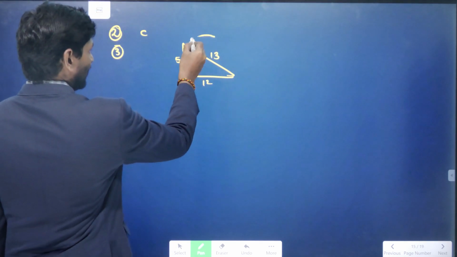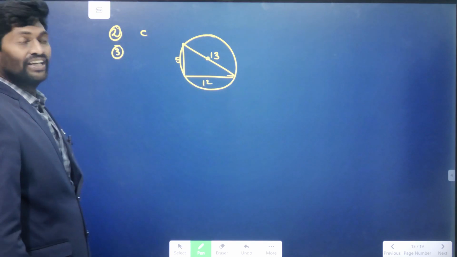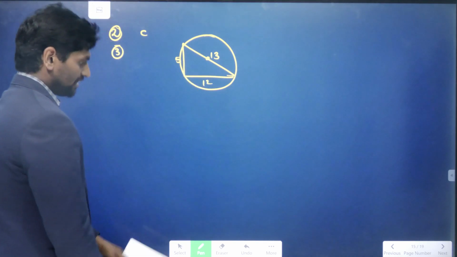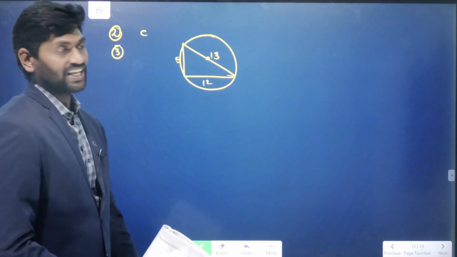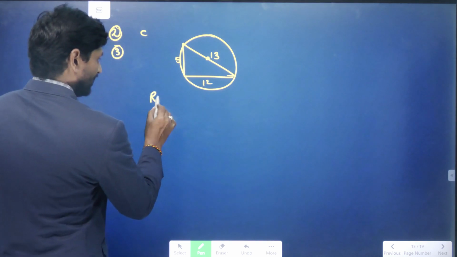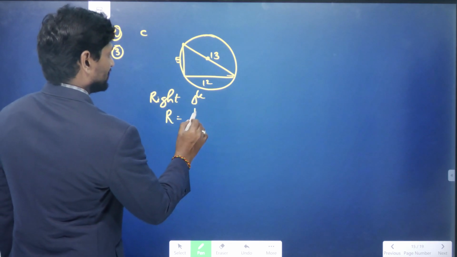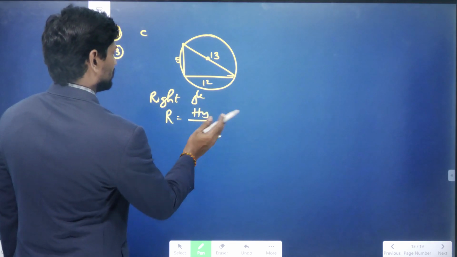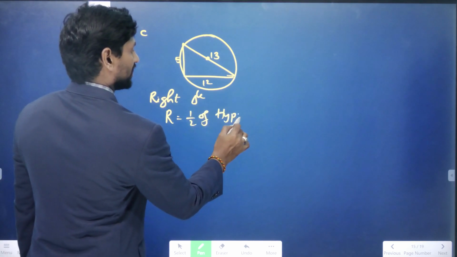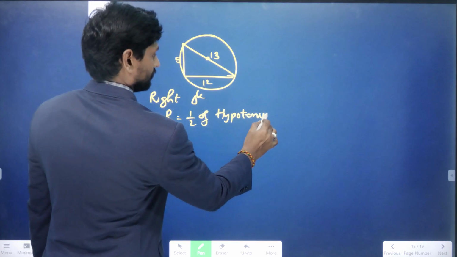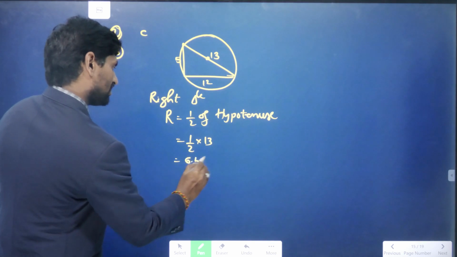For this right angle triangle, the circumcenter will be exactly at half of the hypotenuse. So here we have to find out the value of the radius, right? Yeah, the circumradius, capital R. So according to the right triangle, the circumradius is half of the hypotenuse of a right angle triangle. So 1 by 2 into 13, that is 6.5.